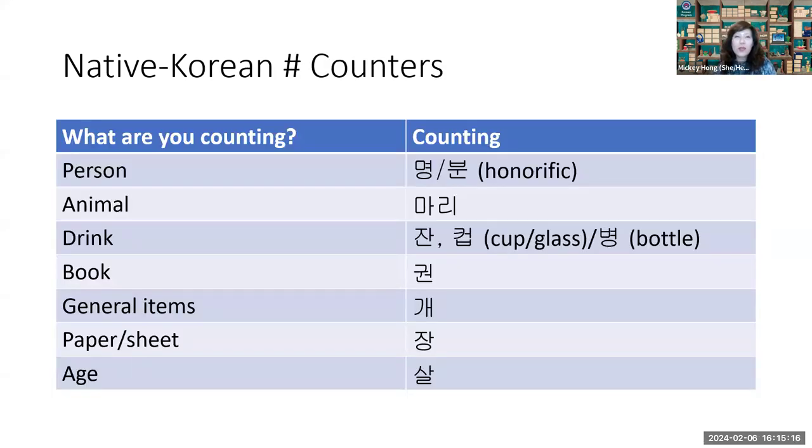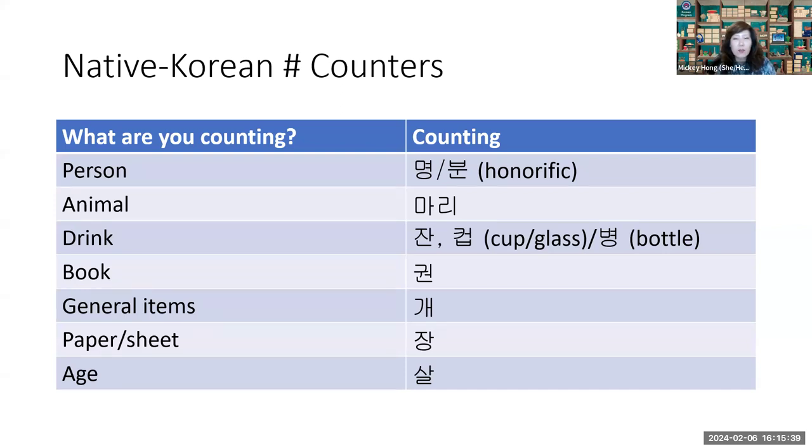So what do we use native Korean numbers with? Person, when we count number of people, we say 명, or 사람 is even okay. 한 명 is one person. You use 분 with teachers, elders, honorific title people. Just heads up, 분, we don't want you to confuse.